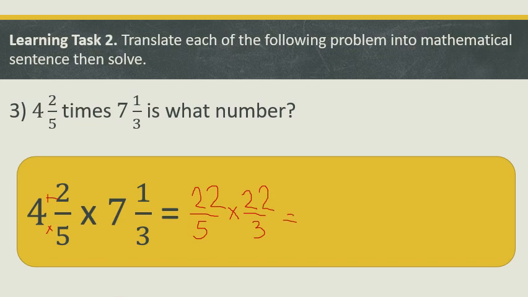Okay, so multiply na natin siya. So, 22 times 22 is 484. So, wala kasi tayong common factor, kaya ito multiply na natin siya. So, 5 times 3 is 15. So, ngayon, since ito ay improper, gagawin natin siyang mixed number.